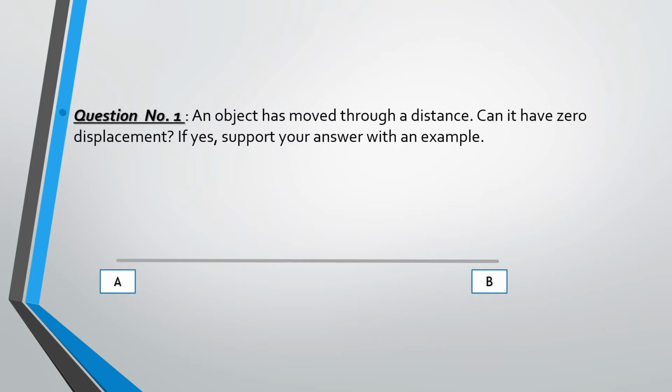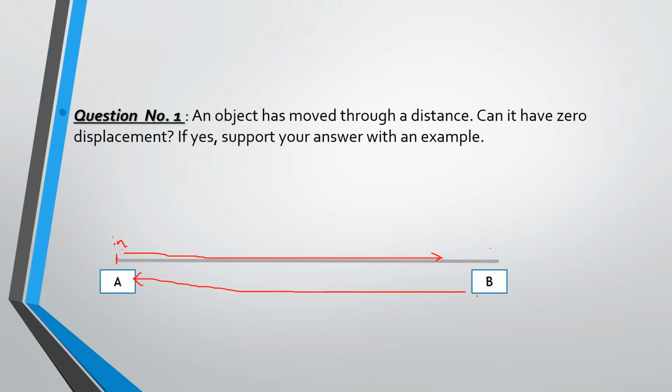Now we are going to discuss related numericals. Let us listen. An object has moved through a distance. Can it have a zero displacement? If yes, support your answer with an example. Here you are going to consider an object at point A. So what does this point say? It is the initial position. And you're going to move from this point to this point, and again you move in the direction from B to A. That means this point to this point.